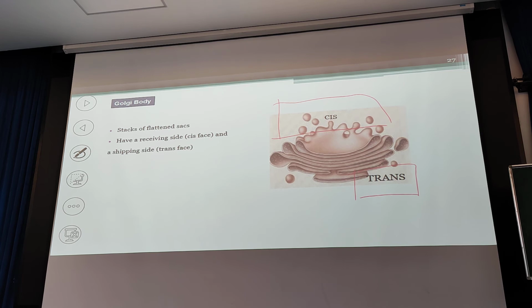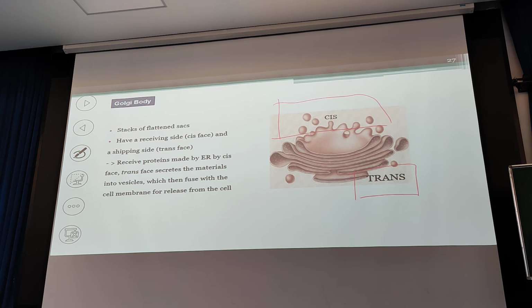There are two phases. So proteins made in the ER are received by the cis phase. The Golgi body will package all these compounds and make them more mature, and then transfer them to the trans phase. At the trans phase, they fuse with the membrane to be released from the cell.